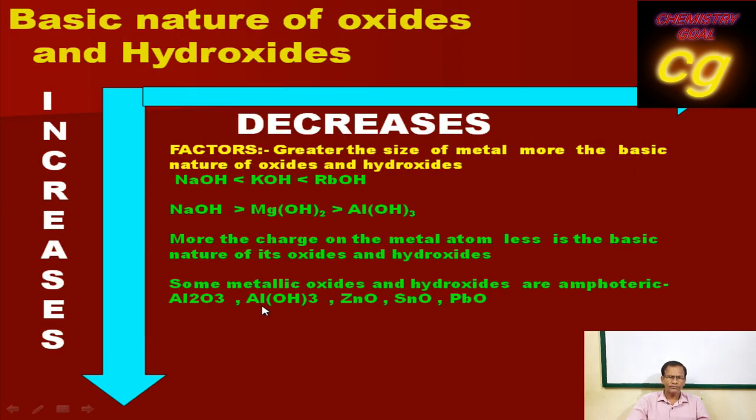Then some metallic oxides and hydroxides are amphoteric. Remember aluminium oxide, aluminium hydroxide, zinc oxide, tin oxide, lead oxide. These are the amphoteric oxides. Amphoteric oxides means they show both acidic and basic character.